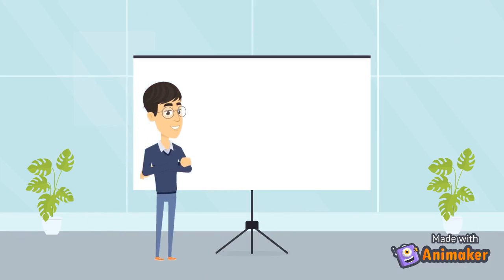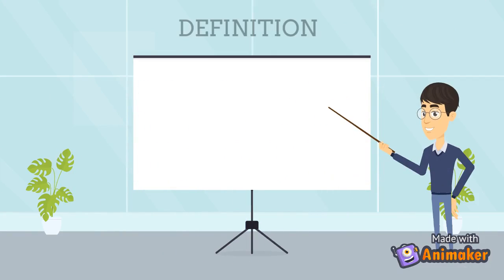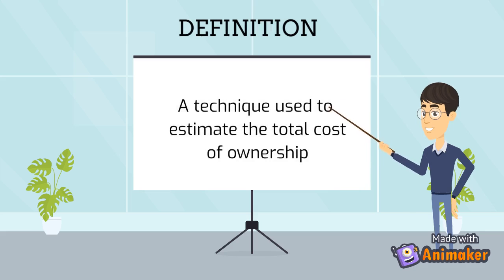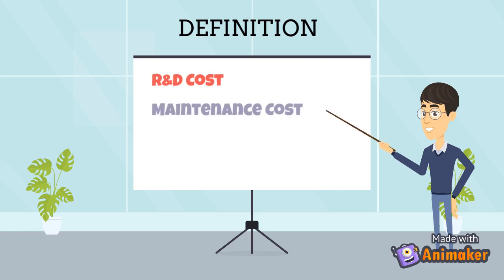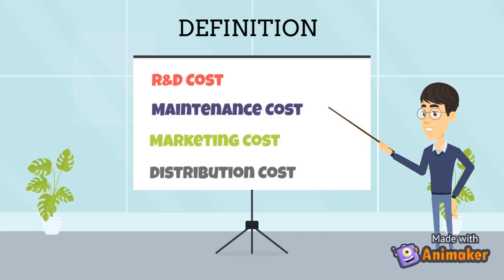First of all, let us talk about the definition. Life cycle costing is a technique used to estimate the total cost of ownership. It may involve R&D costs, maintenance costs, marketing costs, and distribution costs.